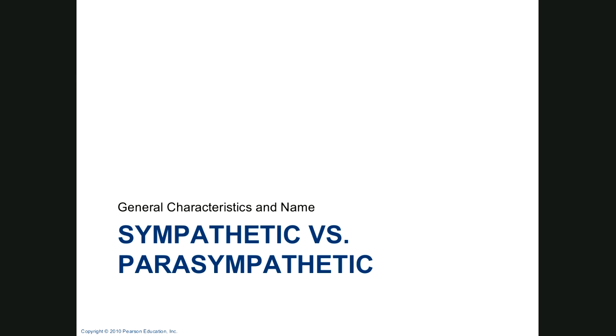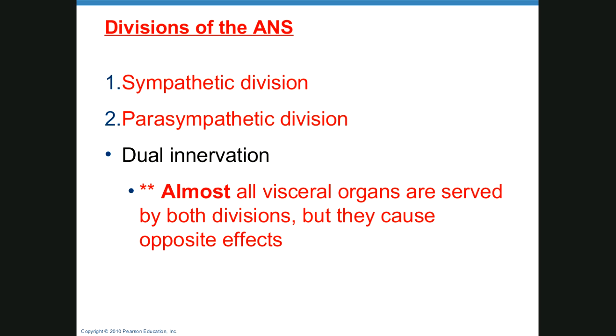Okay, so what we're going to do now is concentrate on the two parts of the ANS, the sympathetic versus the parasympathetic nervous system. Notice that it says almost all visceral organs are going to have dual innervation. They're going to be innervated by both types of nerves, sympathetic and parasympathetic. It says almost, so we will point out the ones that do not have dual innervation.